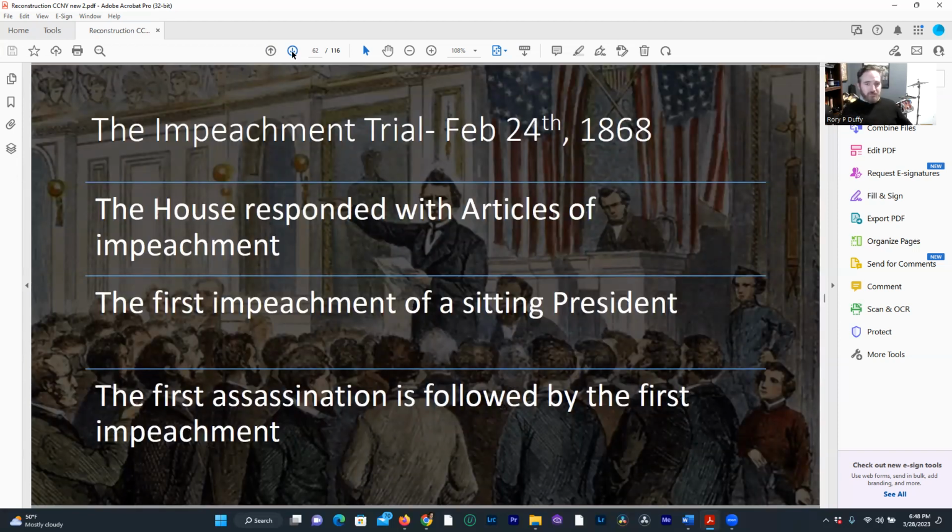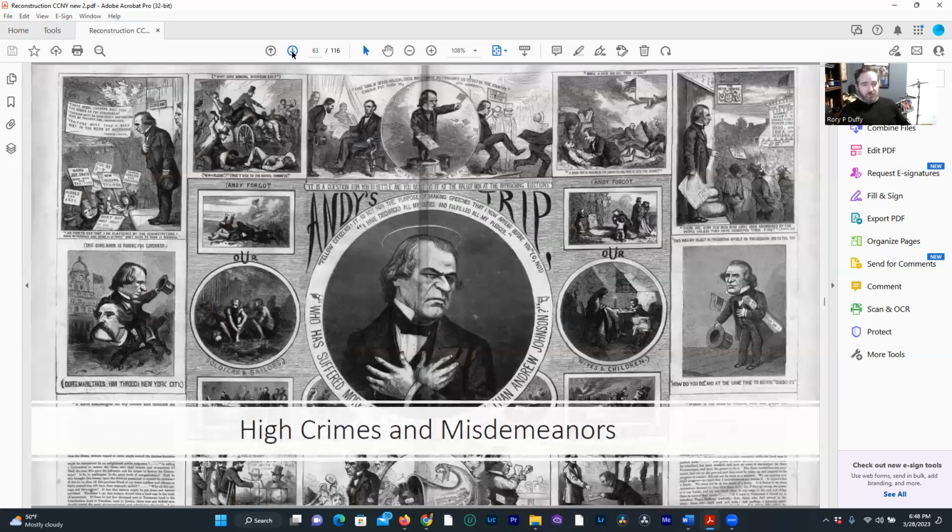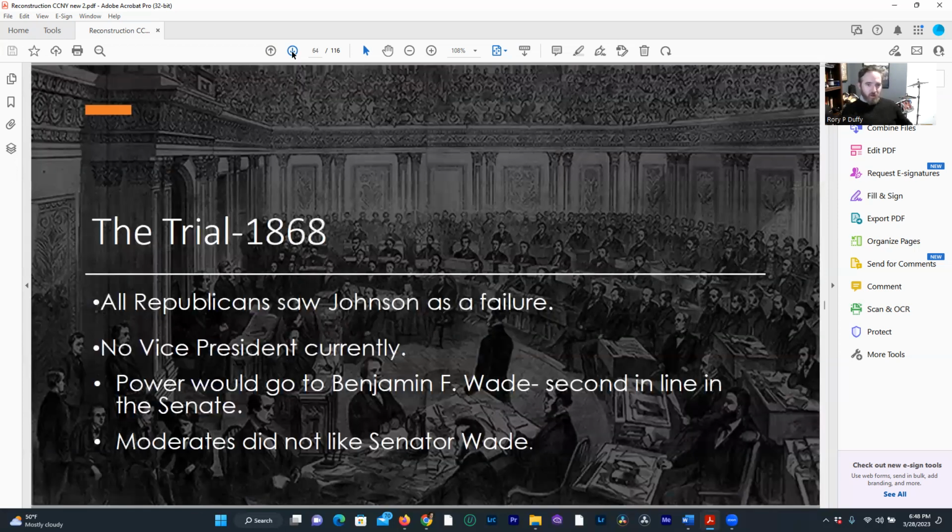We then get to the impeachment trial in February of 1868. The House responded with articles of impeachment. The first impeachment of a sitting president. The first assassination is followed by the first impeachment. So politically, America seems to be falling apart. He'll be tried for high crimes and misdemeanors and get off by 1 vote.